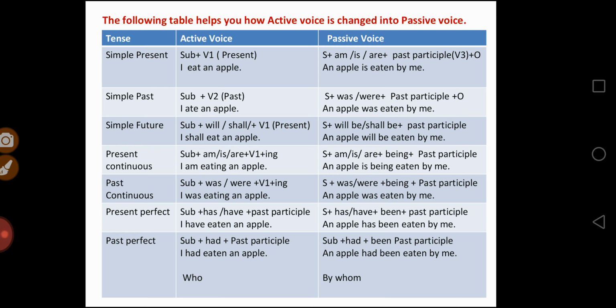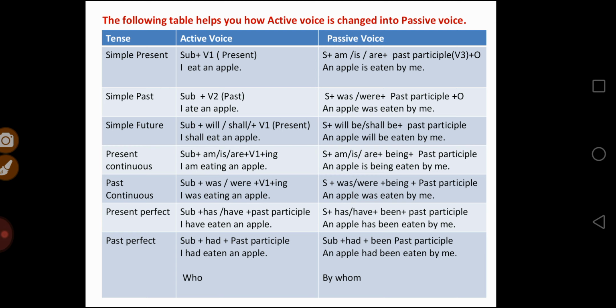In present perfect, subject plus has or have plus past participle. I have eaten an apple. In passive, subject plus has or have plus been plus past participle. Example, an apple has been eaten by me. Here in active voice, with I, we have used have. Here in passive, an apple is third person singular, so it is followed by has.